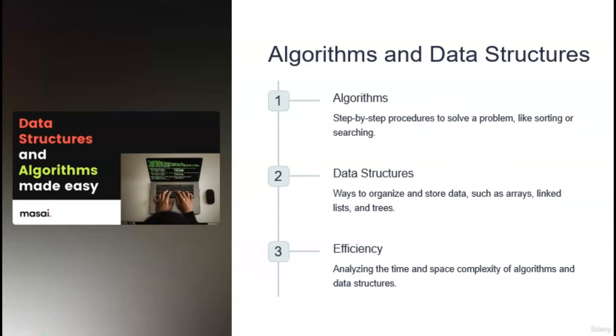Next come algorithms and data structures. Two of the most important concepts in programming are algorithms and data structures. An algorithm is a step-by-step procedure for solving a problem. For example, if you're writing a program to sort a list of numbers, you will need to use a sorting algorithm. Data structures are a way of organizing and storing data in your program. Common data structures include arrays, which store data in a list, and linked lists, which store data in a chain of connected nodes.